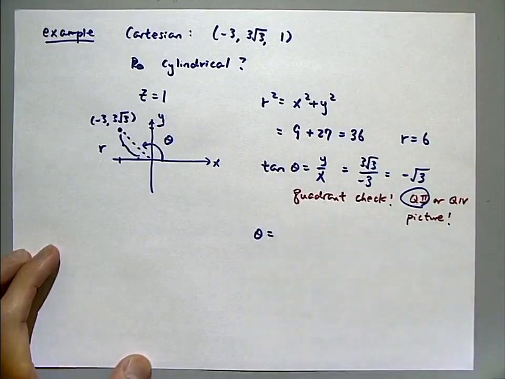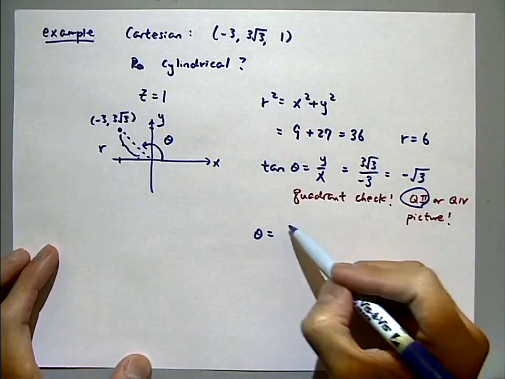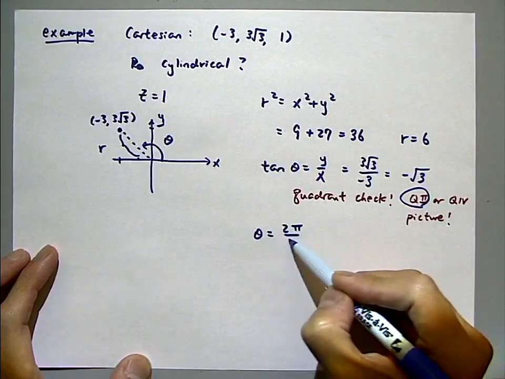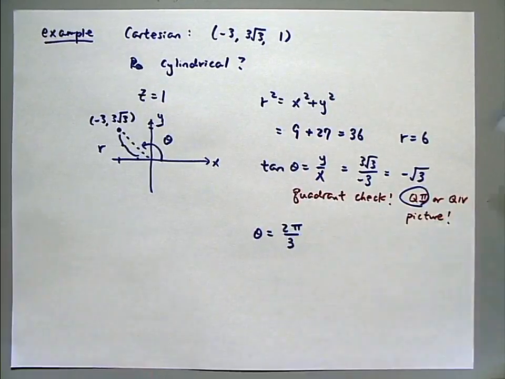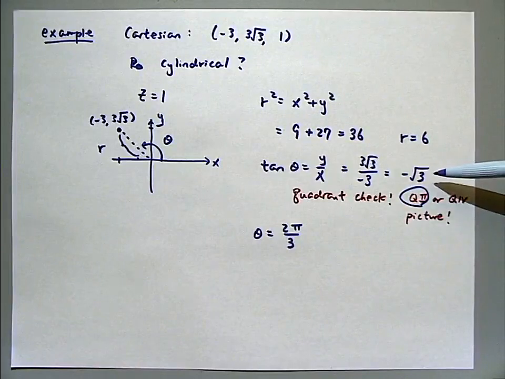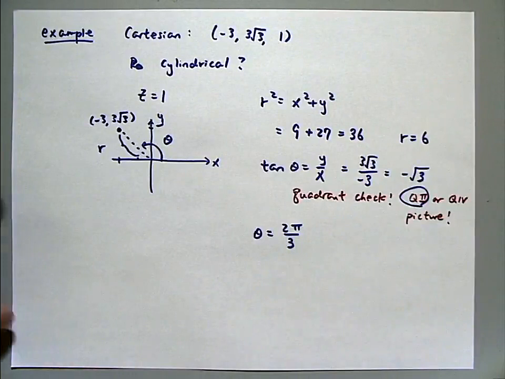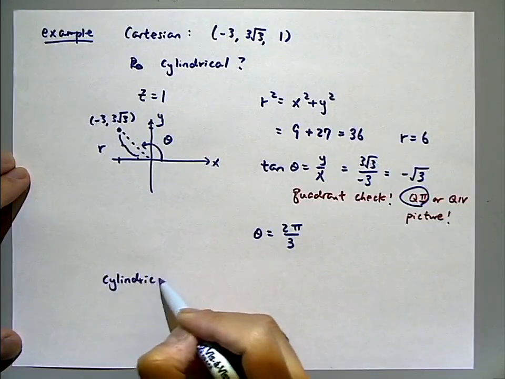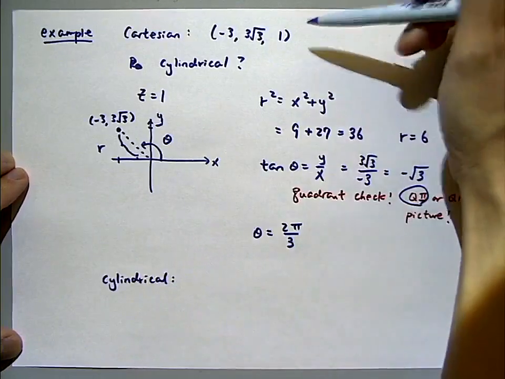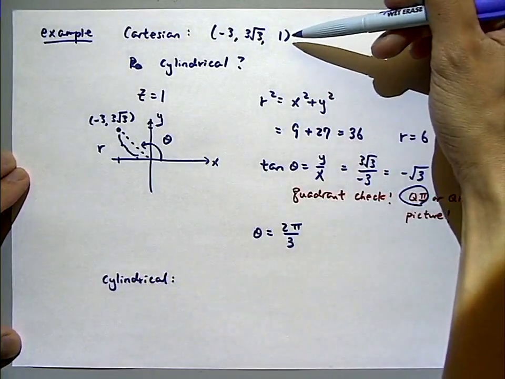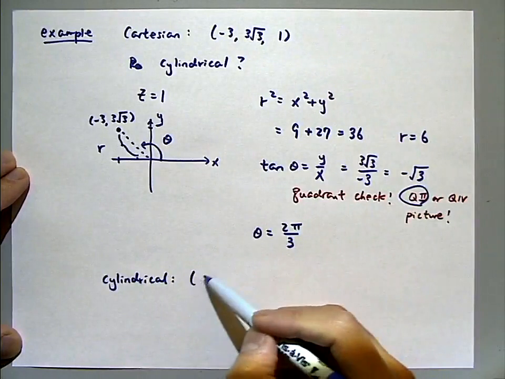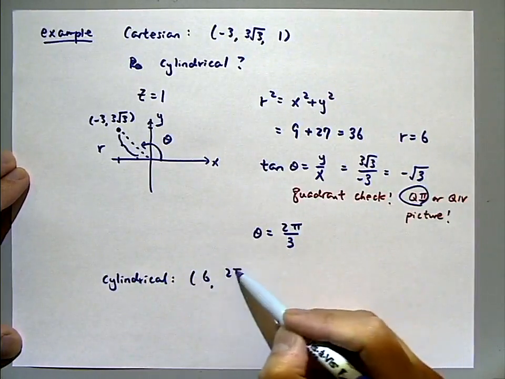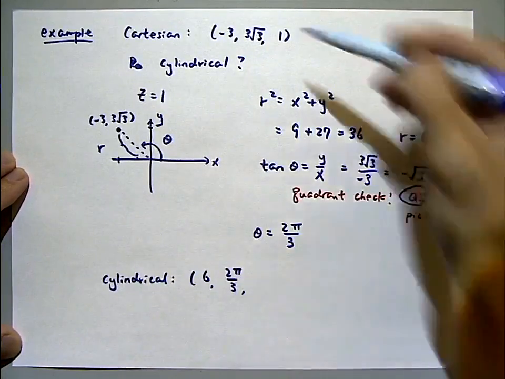For us, we're looking for a second quadrant angle. So theta turns out to be 2 pi over 3. It's negative radical 3 over 1, so it's 2 pi over 3. Therefore, in the cylindrical system, our point (-3, 3 radical 3, 1) is going to be (6, 2 pi over 3, 1), where z is still 1.